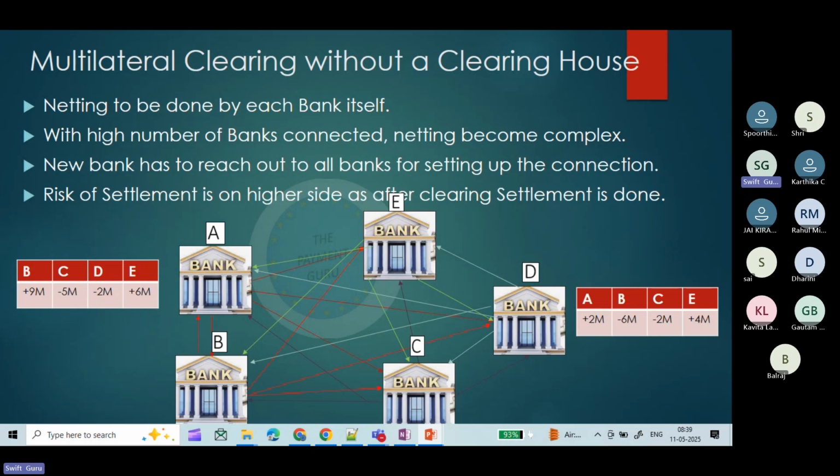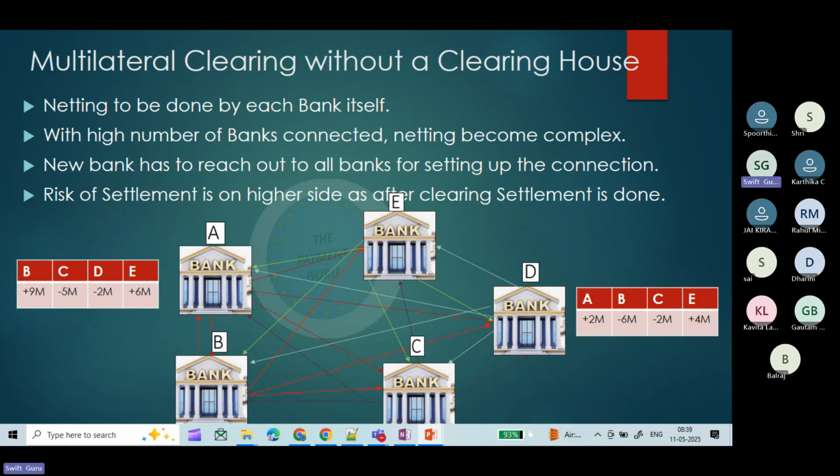As you could see in this example, in this slide itself, with only 5 banks I have shown different arrows, which say that Bank A has to maintain an accounting relationship with Bank D, and likewise D has to maintain with A, C has to maintain with E, and E has to maintain with B, and this way. So netting definitely becomes complex for each bank to do with this many banks, if it has to be done within the country itself, for domestic payments.